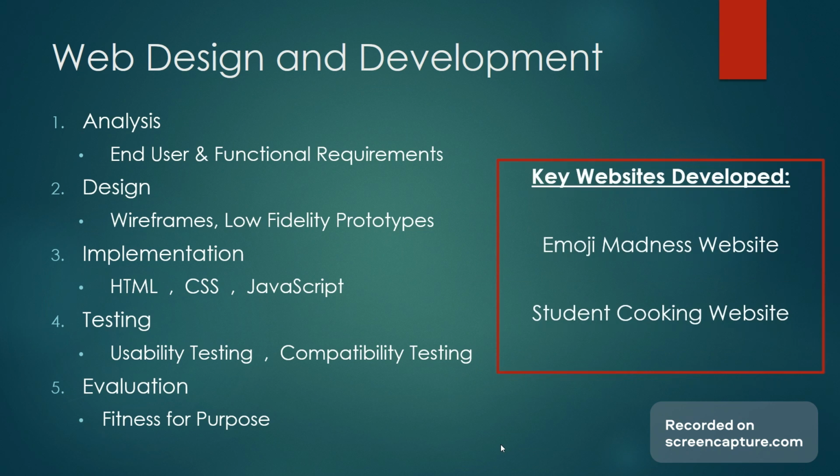Now, in this unit, there are 2 key websites we develop. Number 1 is the Emoji Madness website, and that's quite prescriptive, leading students through the experience of developing a website. And the second one, the Student Cooking website, is a bigger, more challenging website to build because it requires a lot more student-led work, and they're both key to completing this unit and doing well in their assessments. So that's something I'd stress that students spend their time working seriously on.